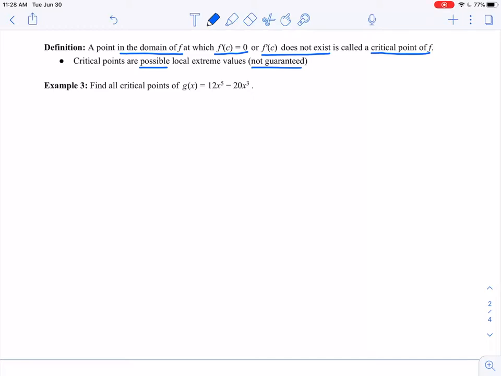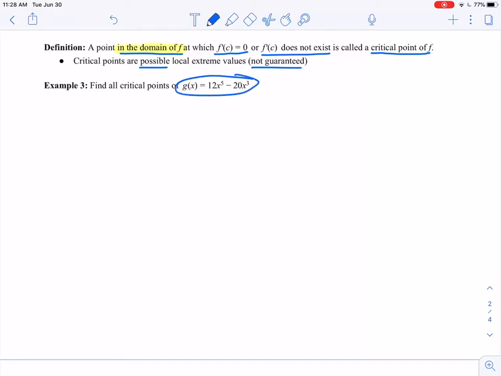So that's why we care so much about critical points, because they will end up being possible local extreme values. So we're just going to practice finding these critical points to start off here. The first thing you may want to do is look at the domain of this function, because remember that these points have to be in the domain of your function.